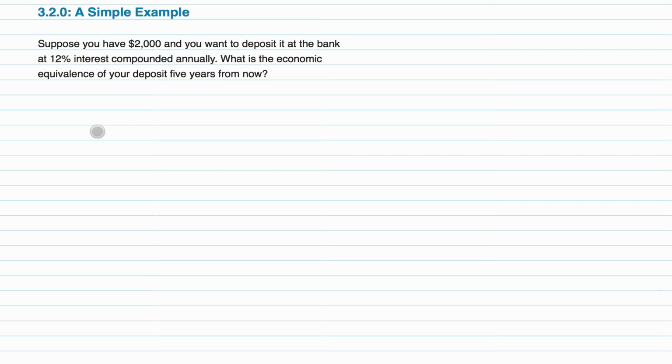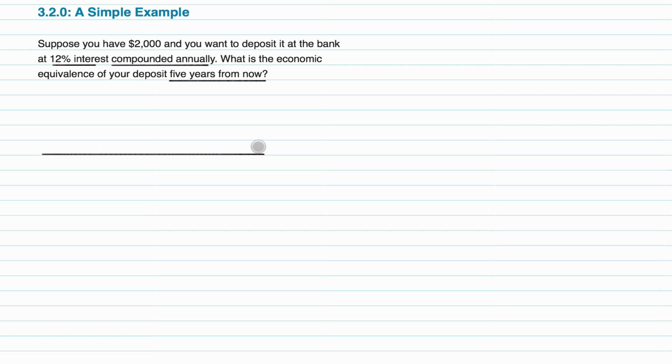example. Suppose you have $2,000 and you want to deposit it at the bank at 12% interest, compounded annually. What is the economic equivalence of your deposit 5 years from now? It's at 12% interest per year, because it says compounded annually, and your initial amount or principal value is $2,000, or your present value.